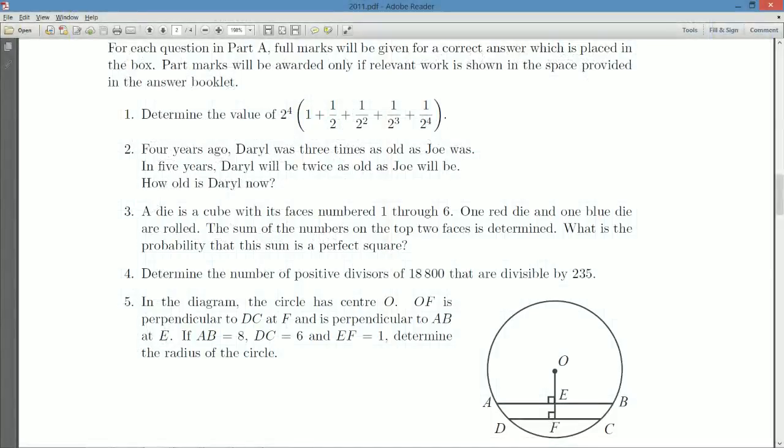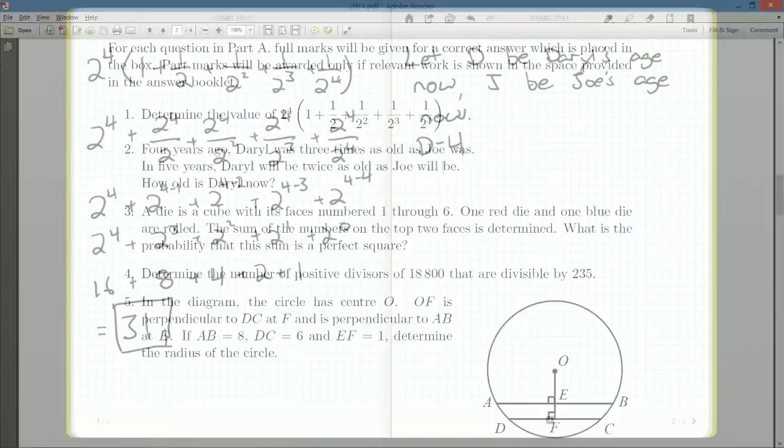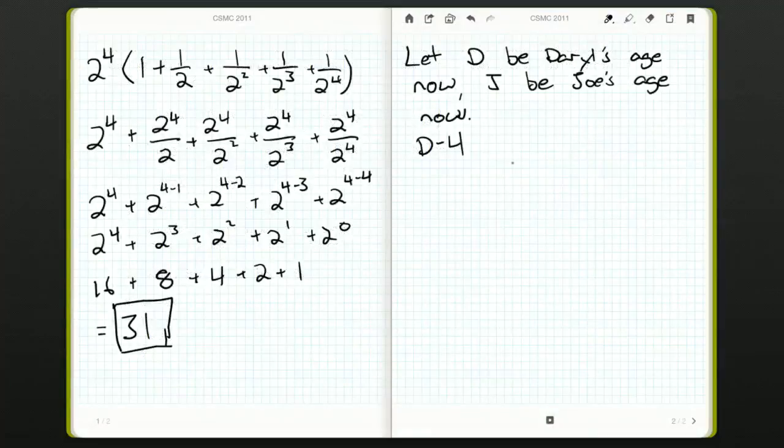4 years ago, Daryl was 3 times as old as Joe was. So again, it's not going to be D minus 4 is 3J. It's D minus 4 is 3 times J minus 4. Daryl was 3 times as old as Joe was. You've got to set up the equations, and once you do, it all comes out nice and neat. You just have to make sure you are in the right time. So it is 4 years ago, that's Daryl's age. 4 years ago, that's Joe's age.